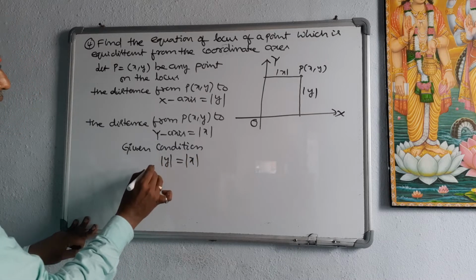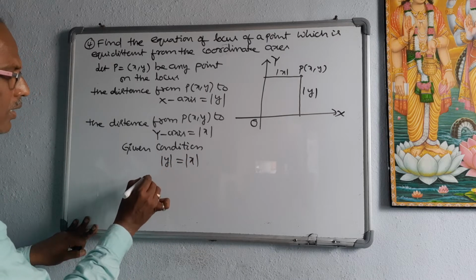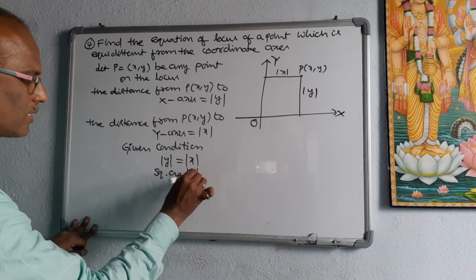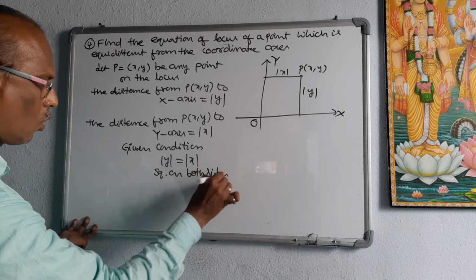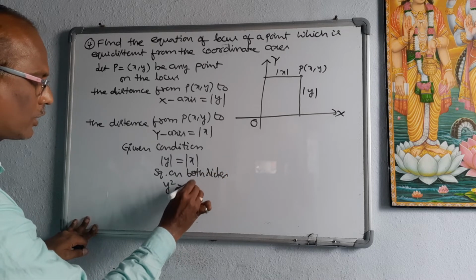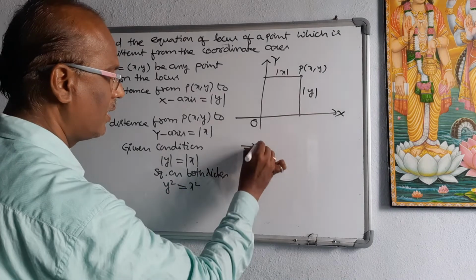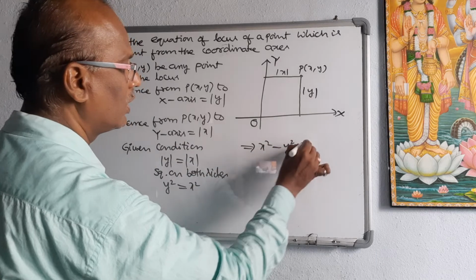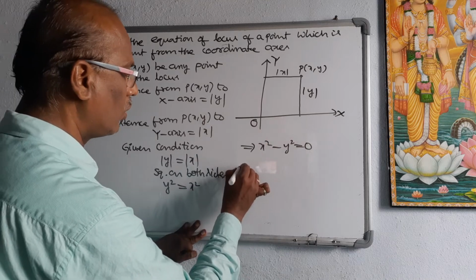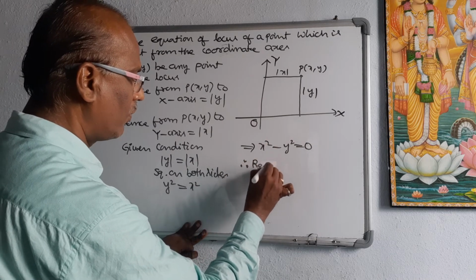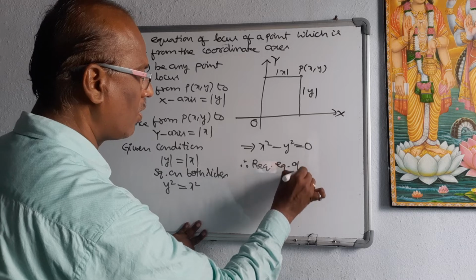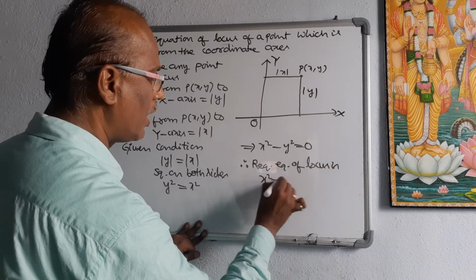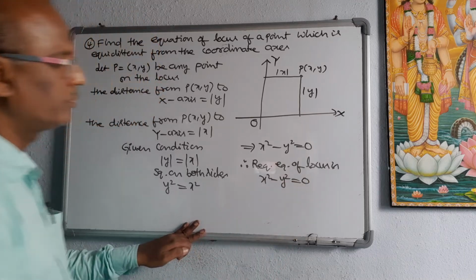If modulus cancelled, then squaring on both sides. Y square equal to x square. Then x square minus y square equal to 0. This is the required equation of locus. Therefore, required equation of locus is x square minus y square equal to 0.